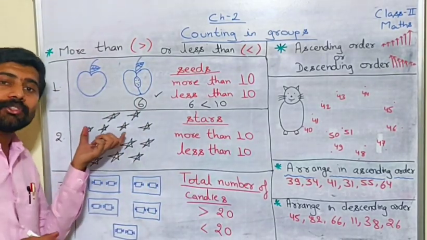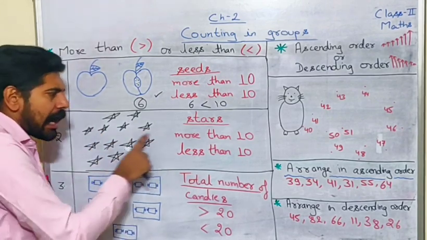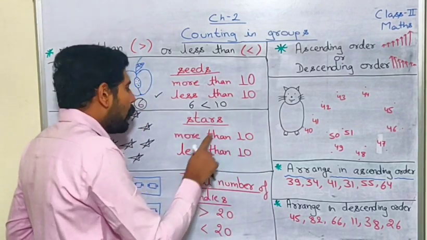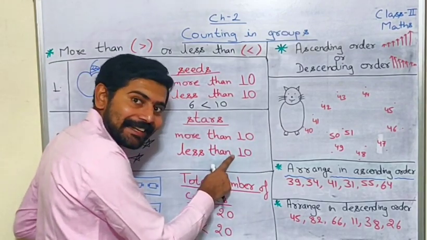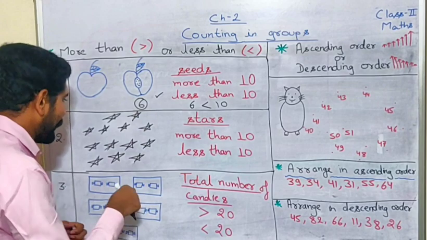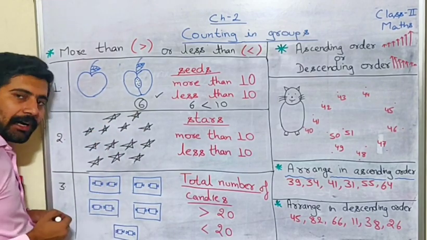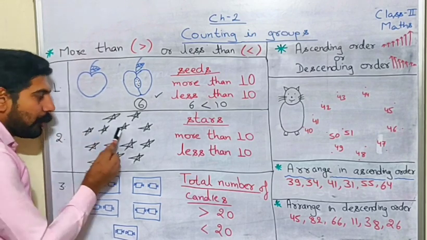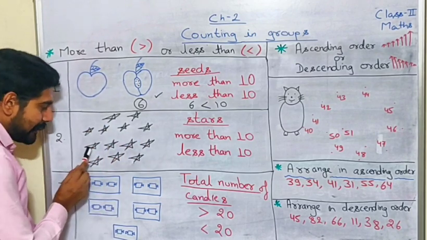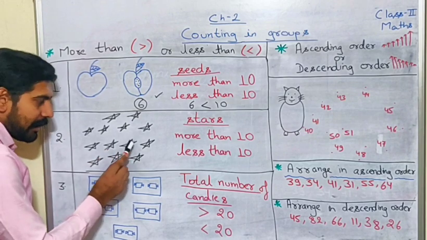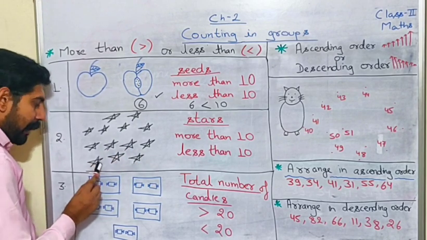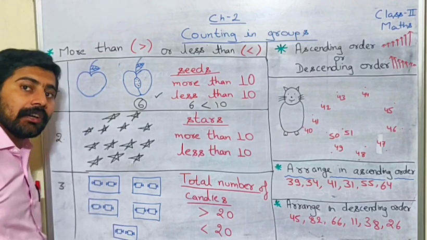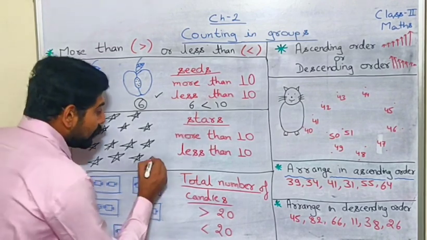Here we are given some stars, and the question asks whether the number of these stars is more than 10 or less than 10. Should we count? Okay, let's count. This is 1, then 2, 3, 4, 5, 6, 7, 8, 9, 10, 11, 12, 13. How many stars are there?